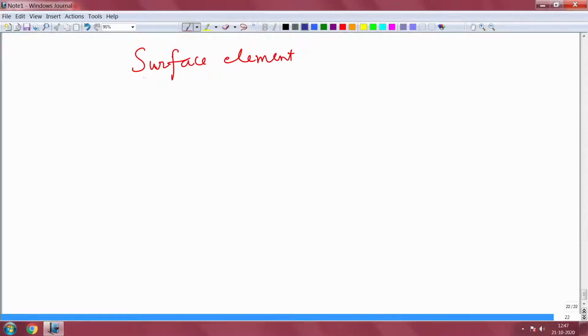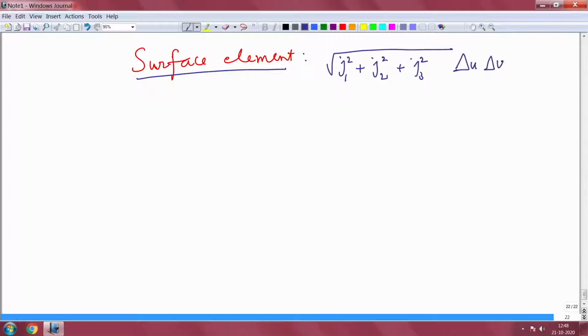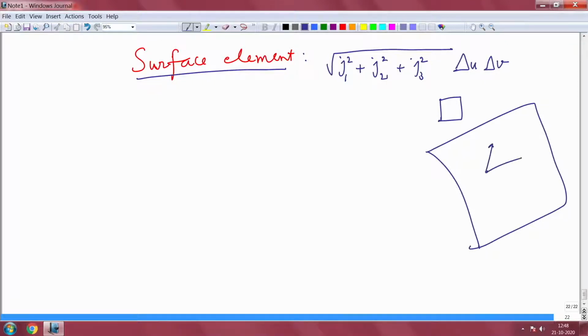So, your surface element will be the square root of, this is exactly what we have seen in one dimension. Okay. I am writing it in a very general form. So, the surface element will be the square root of J1 squared plus J2 squared plus J3 squared times delta u delta v, where delta u delta v is a small thing. For each point you get a tangent plane, and this approximates the area of that tangent plane parallelogram, and you get a surface element. So, this is the element which we are looking at.